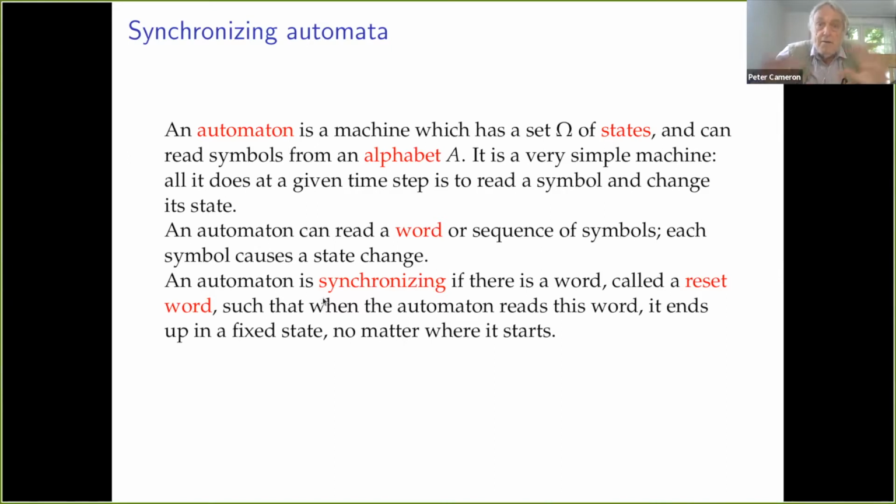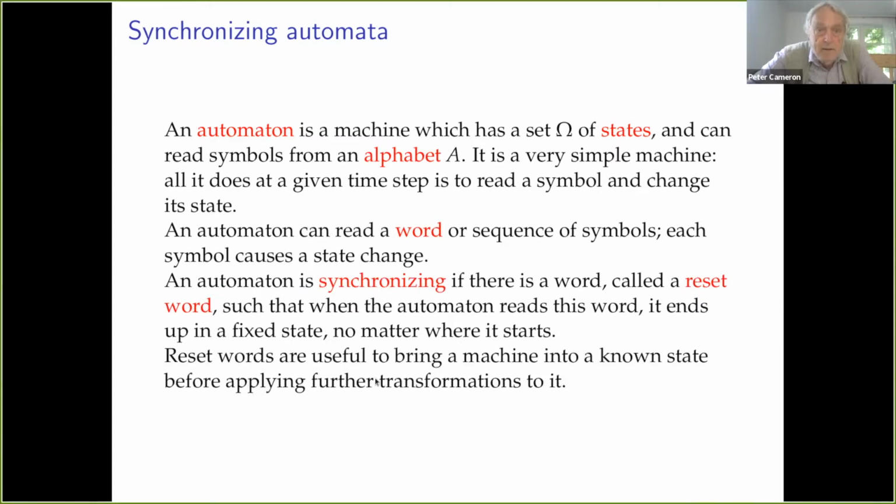And there are various other applications. Misha Volkov has a beautiful video of an automaton which, in a water bottling plant, makes sure that all the bottles are the right way up, ready to go and be filled. So these are quite useful things. A reset word brings the machine into a known state.